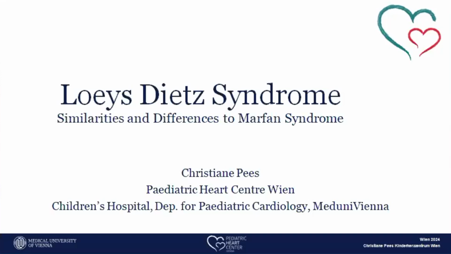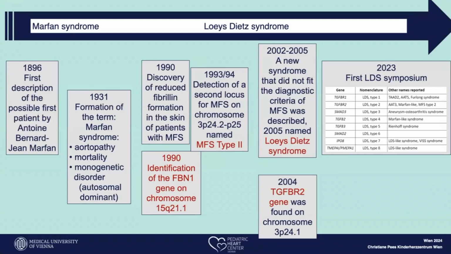It's a little bit confusing, all the names during the last centuries. We had the first description of Marfan's patient from Antoine Marfan in 1896, and we got the first description of a Loeys-Dietz patient actually in 1993, but at that time the patient was named Marfan syndrome type 2. And since last year's symposium in Antwerp, we have 8 different genes found by now which are causing Loeys-Dietz syndrome.